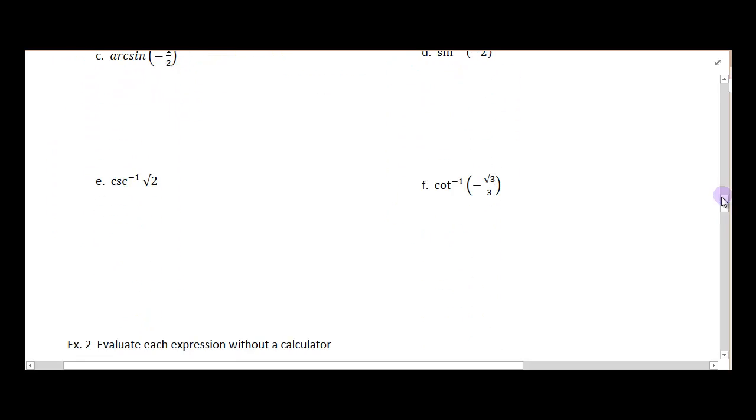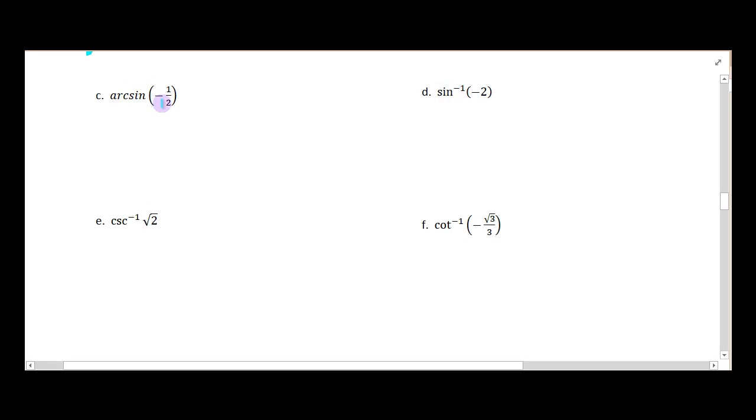Let's try another one. This time we want to look at the arc sine of negative 1/2. So again, you're going to ask yourself, and sometimes I write it like this, for what angle, when I take the sine of some angle, do I get negative 1/2? For sine to be negative, I have to be down here in either of these two quadrants. And because I know my inverse sine function can only live in the first and fourth quadrant, I'm looking for an angle that's down here in the fourth quadrant.